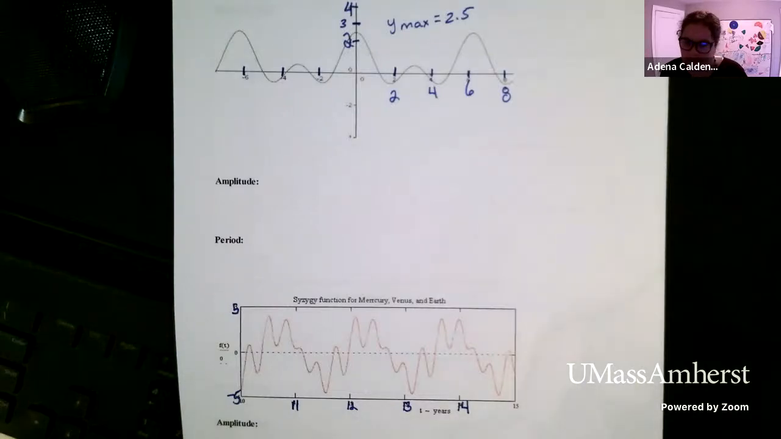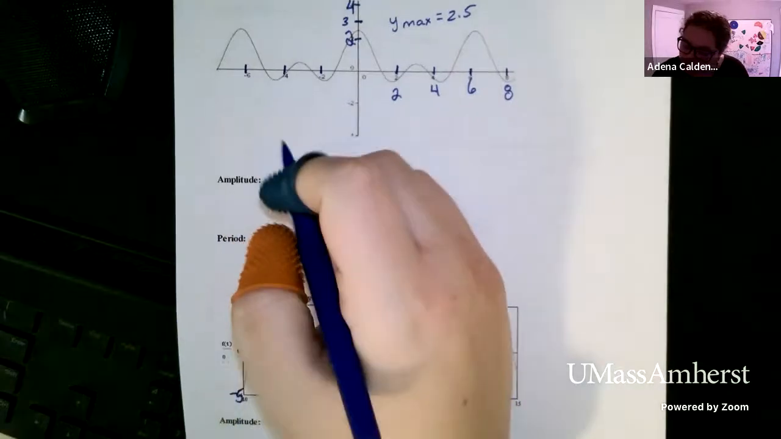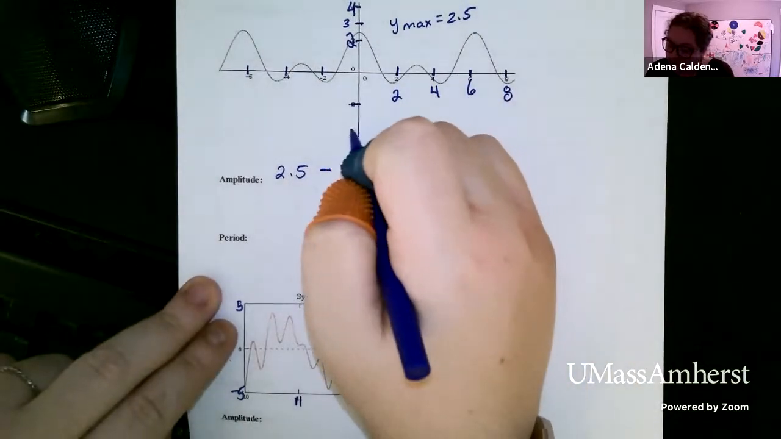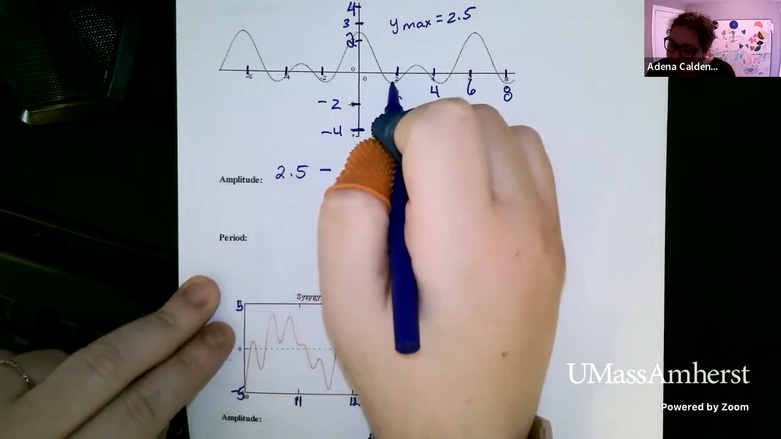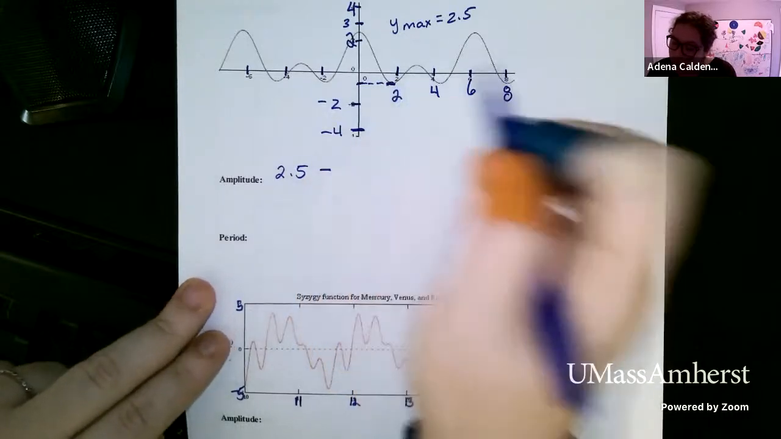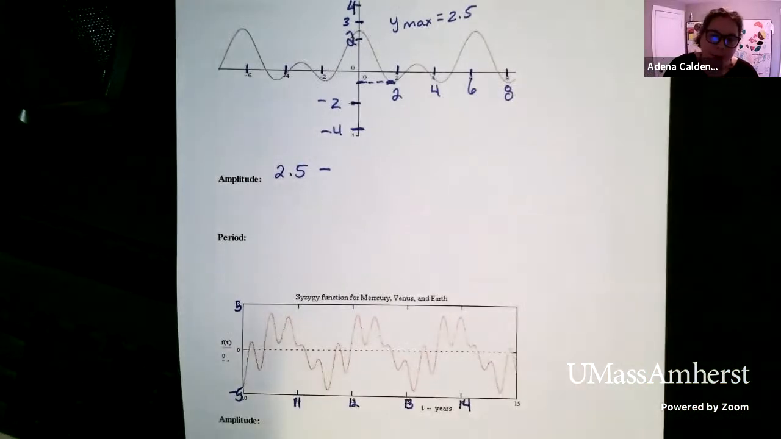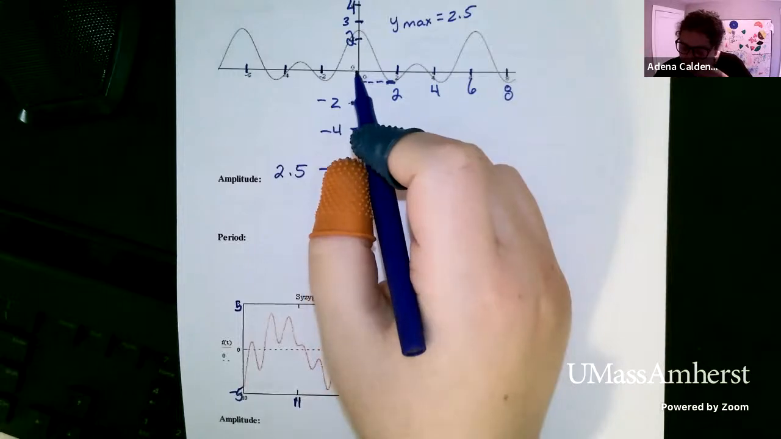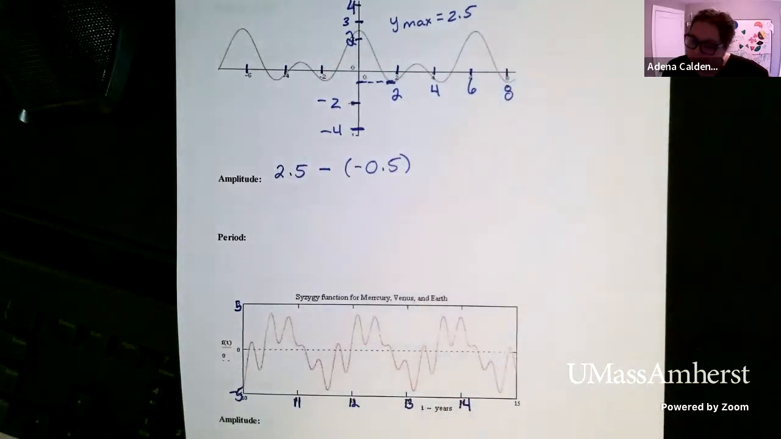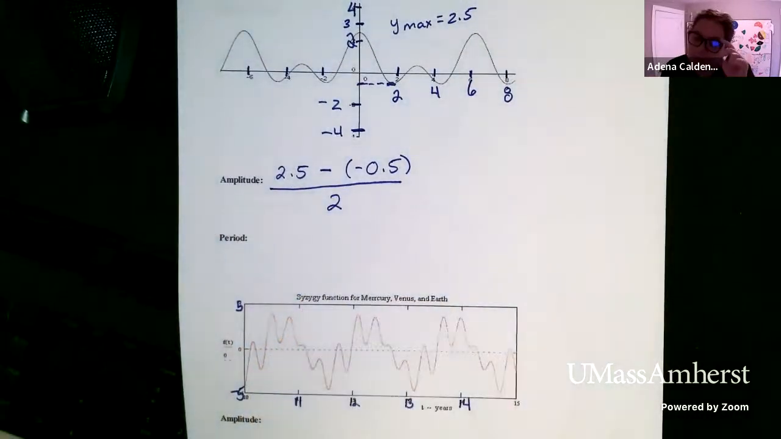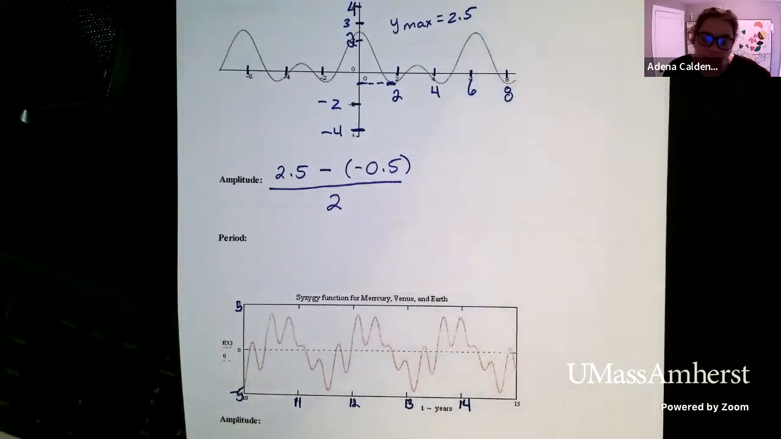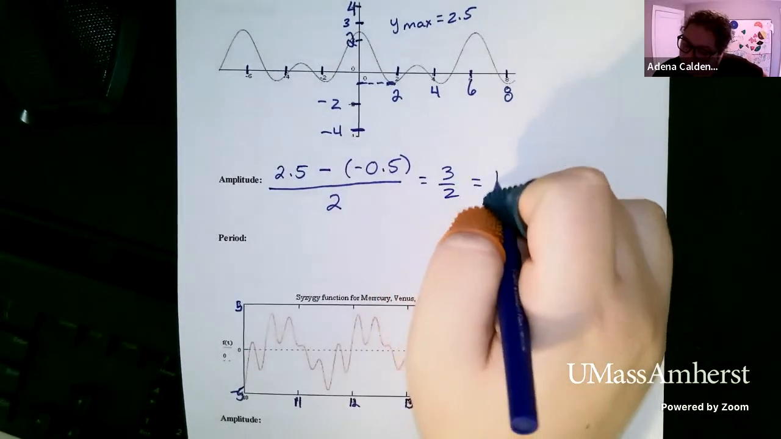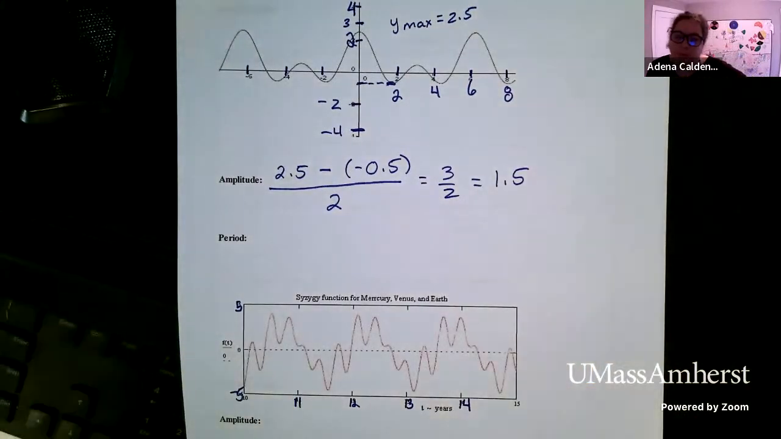If you have like 5 or 6, then you're a little bit off. So we want to approximate how high we are. So I have 2.5 for Y max, minus, now I need to figure out Y min. Since I'm counting by twos, this is -2, -4. I'm trying to figure out the value of this minimum value. So again, I'm going to approximate that as -0.5, but it should be somewhere between 0 and -1 that we're approximating. And then divided by 2. So 2.5 minus -0.5. Again, if you subtract a negative, the negatives cancel. So this is 3/2 or 1.5. So the amplitude here is 1.5.